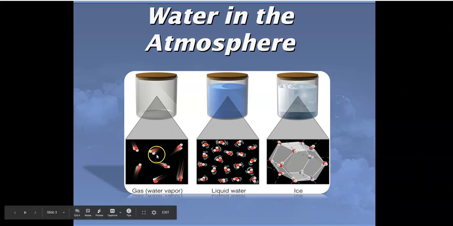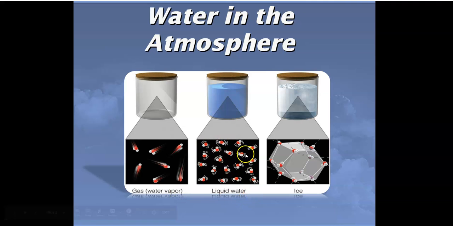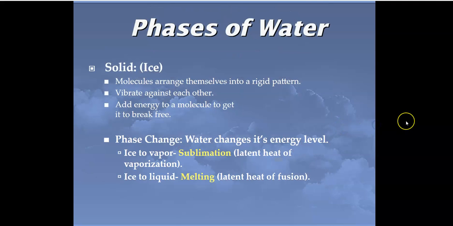That gas is moving very quickly. That's considered water vapor. Liquid water would be actual water droplets that are touching each other, bouncing off each other. And then ice, they are moving so slow they actually form a crystalline structure. So solid ice, molecules arrange themselves into rigid patterns and they vibrate against each other. If we add energy, it can actually break them free.